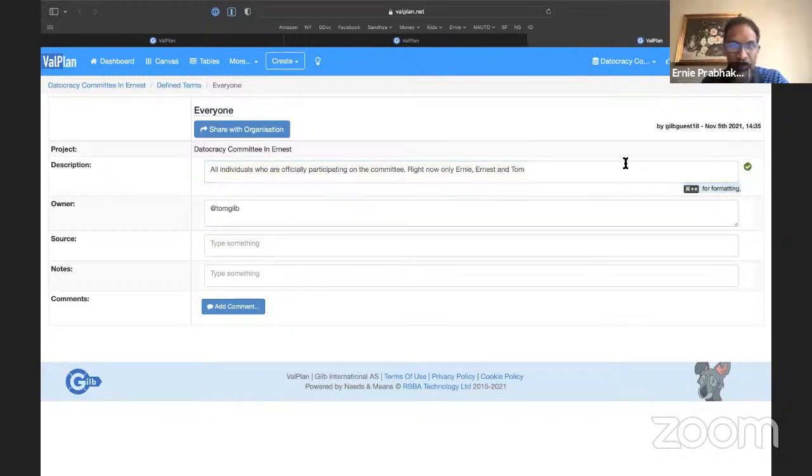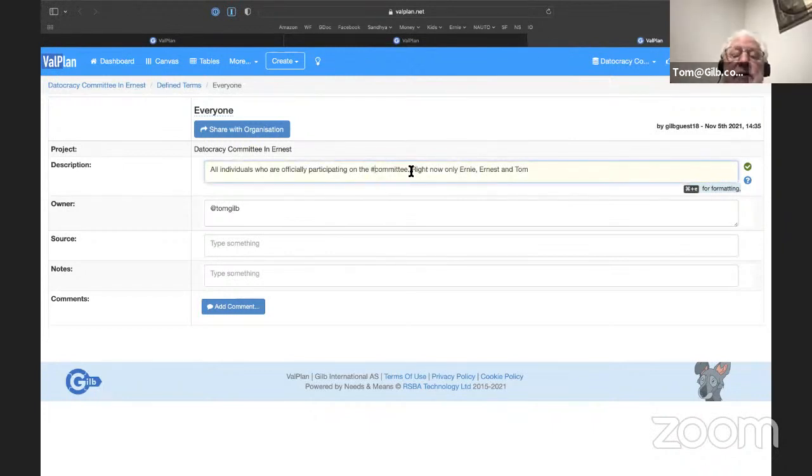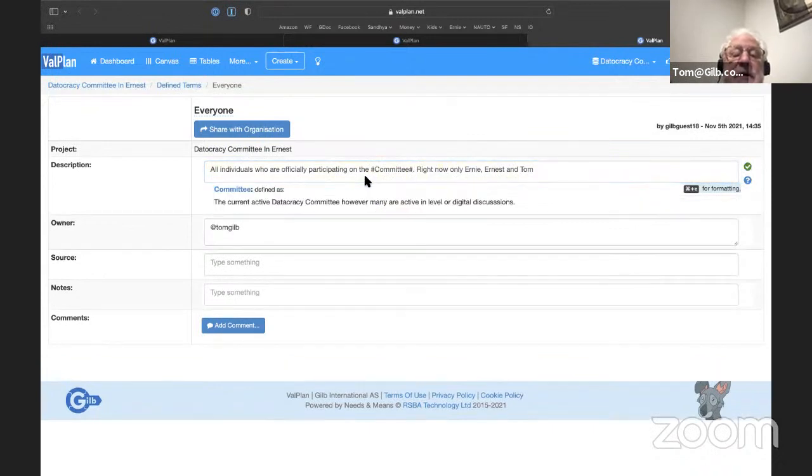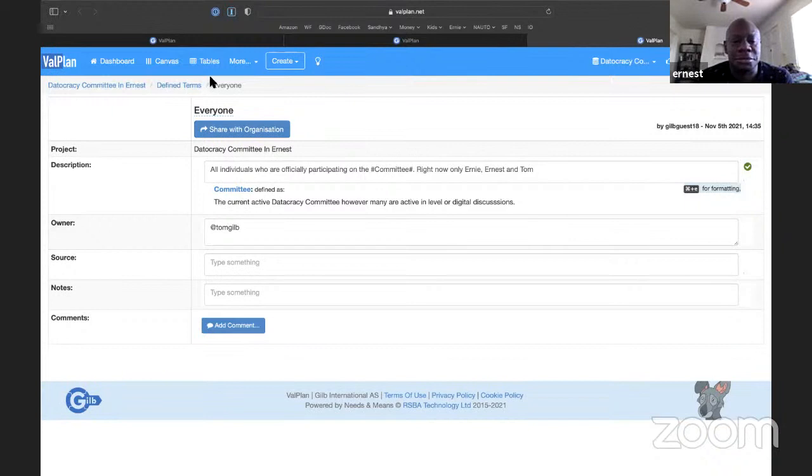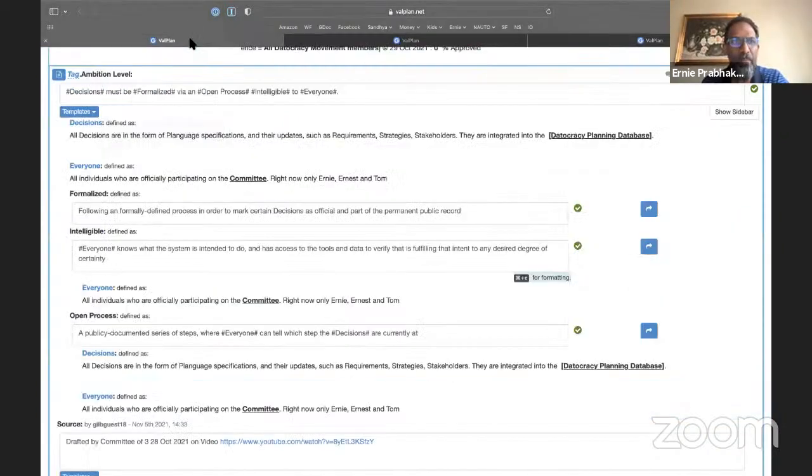And by the way, notice that committee is not written with a capital C, nor is it in hashtags, so we are not officially referring to our definition of committee. Perhaps we should. Since it's the committee, that's probably yes. Bingo. Notice it went and picked up the definition automatically and put it right under, so it's very readable. I'm big on a thing called reuse. This is like writing software in that sense.